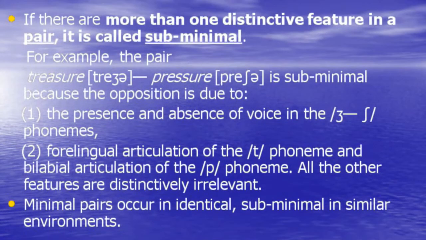If there is more than one distinctive feature in a pair, it is called subminimal. For example, the pair treasure, pressure. This pair is subminimal because the opposition is due to, first, the presence and absence of voice in the sh or zh phonemes, and the second, forelingual articulation of the t phoneme and bilabial articulation of the p phoneme, and all the other features are distinctively irrelevant. Minimal pairs occur in identical and subminimal pairs in similar environments.